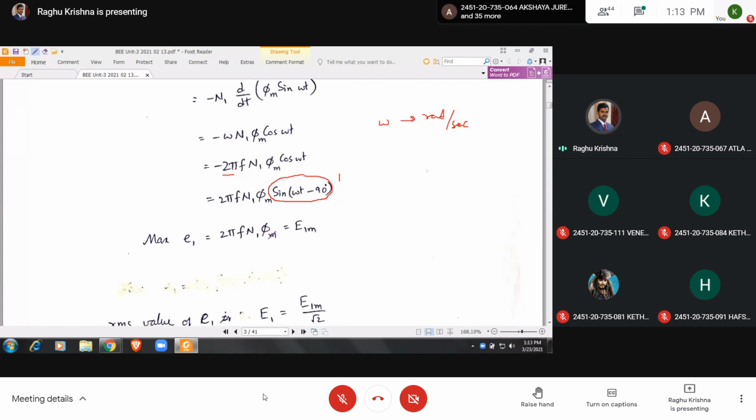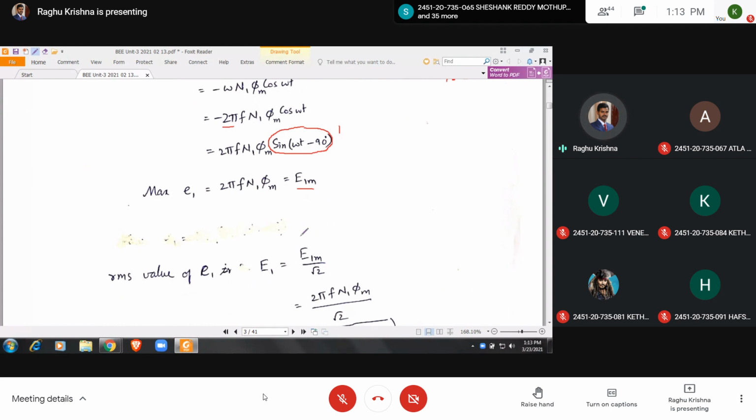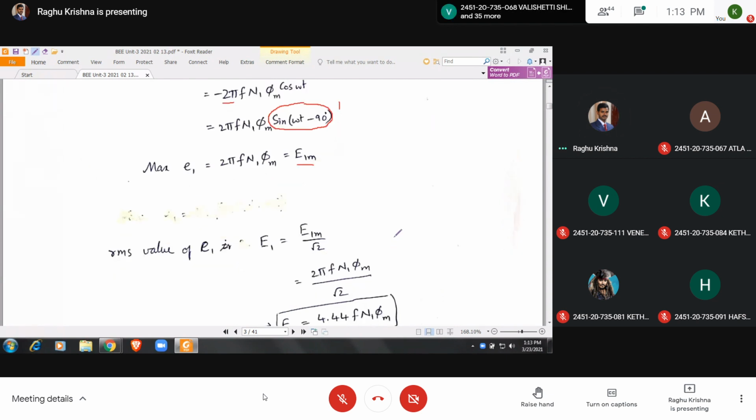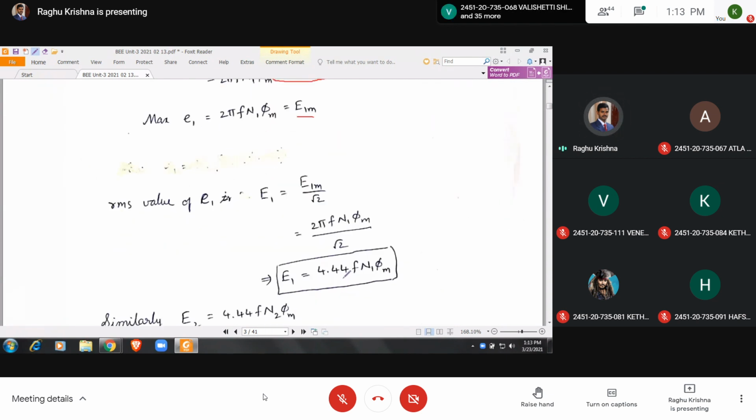f. So this I am going to write as E1m. Now if I want the RMS value, it is represented with capital E1, which is equal to E1m by root 2. So finally you are going to get 4.44 f n1 phi m.